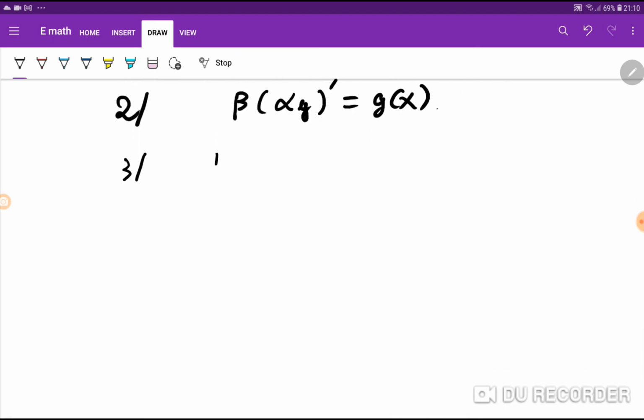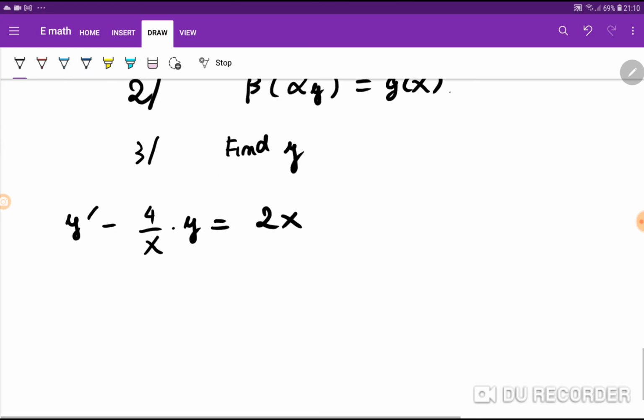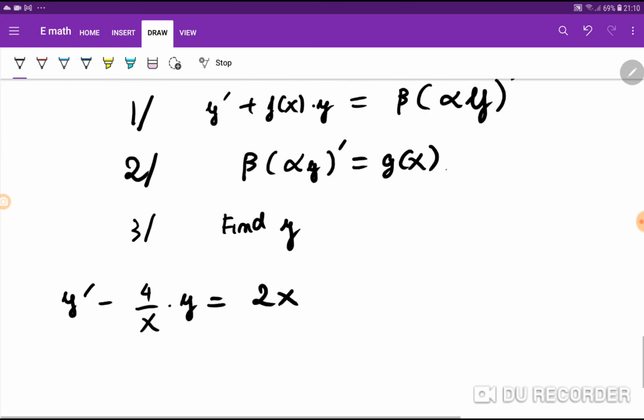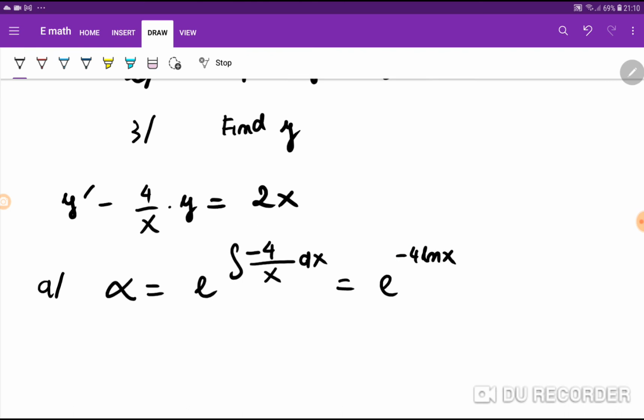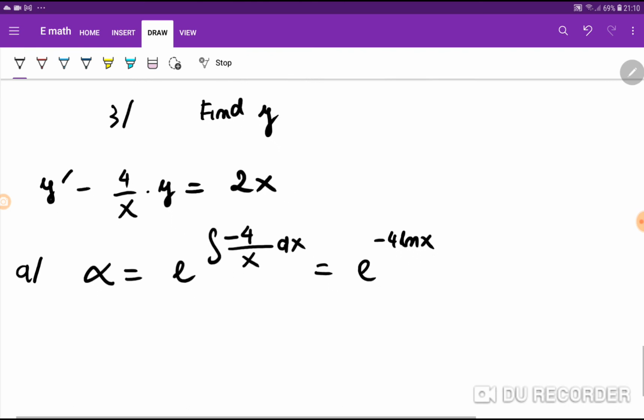Sorry, I actually deleted it. Let's solve this one: y prime minus 4x times y equals 2x. Seems legit. So step 1, you find alpha. Alpha in this case is e to the integral of f(x) dx. Here f(x) is negative 4x, so we get e to the power of, what is this, negative 4 ln x. Again, no plus c in this case because I just want to find one alpha.